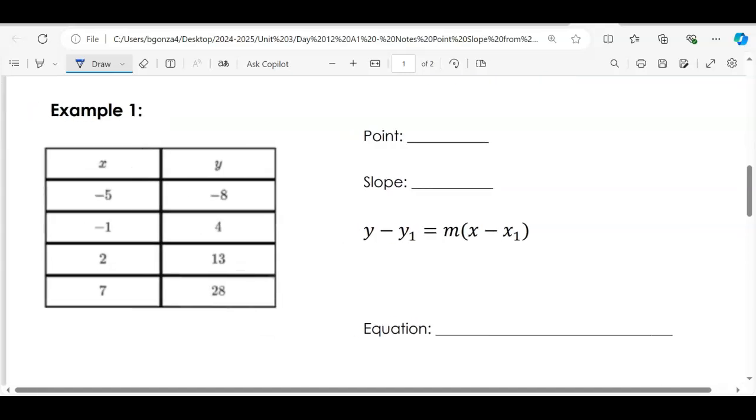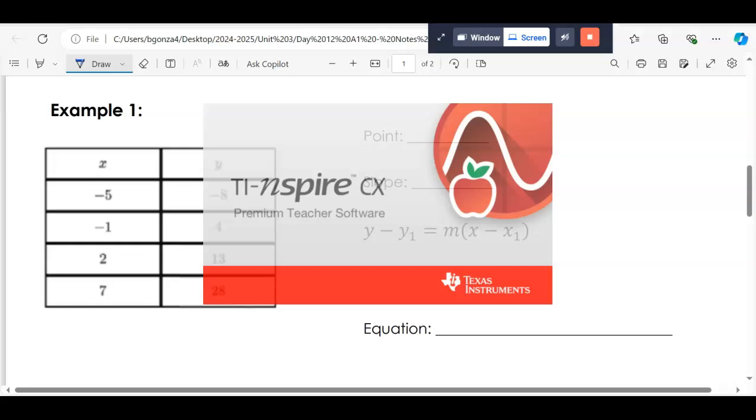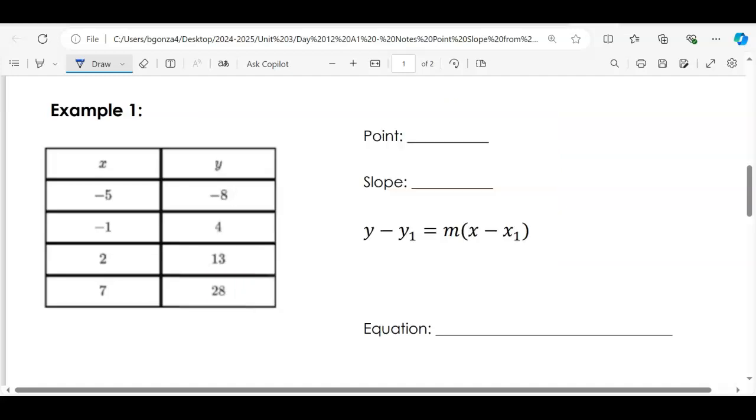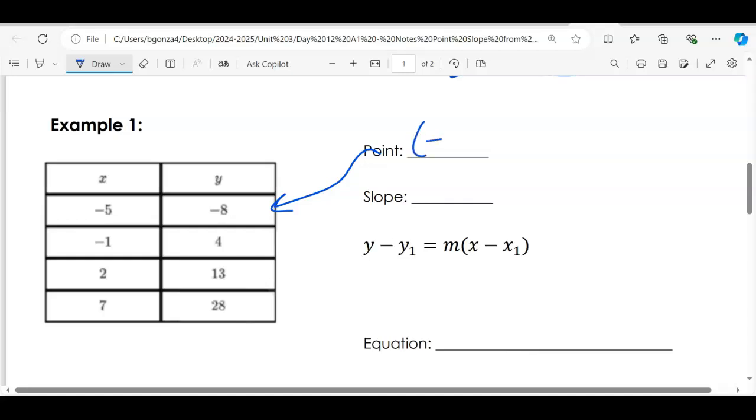All right. I need a point. There we go. All right, so a point I have is right here. Cool. So -5, -8, that'll work.